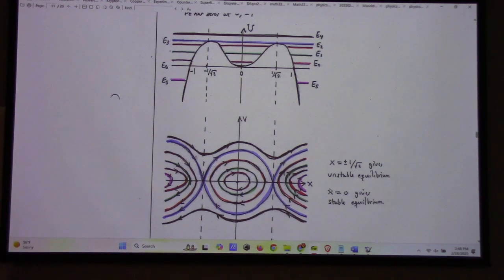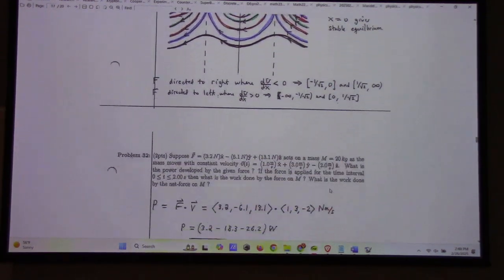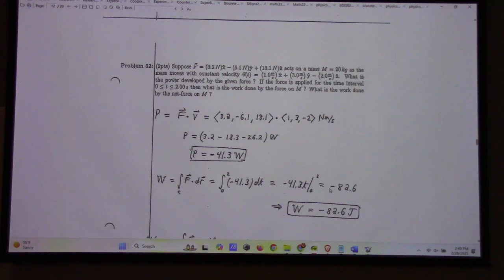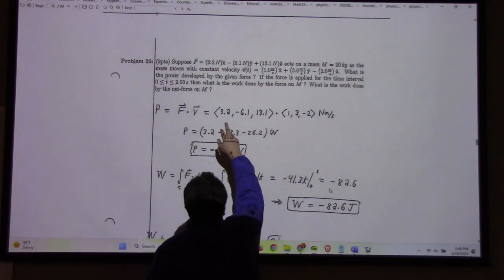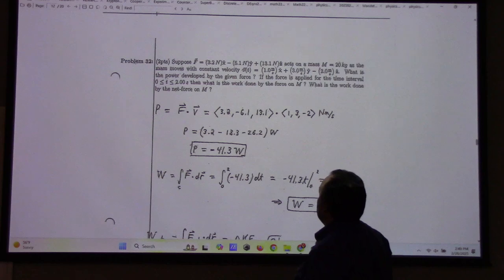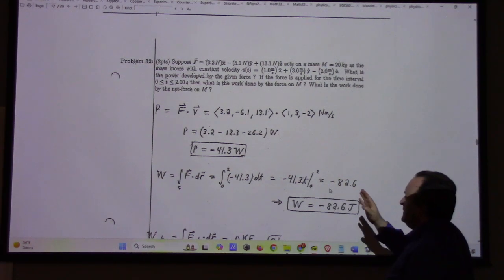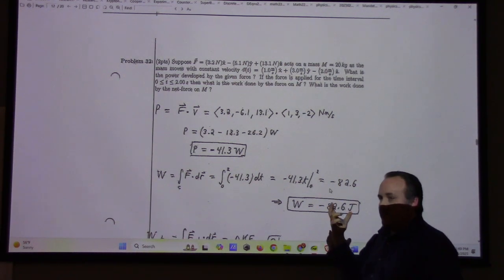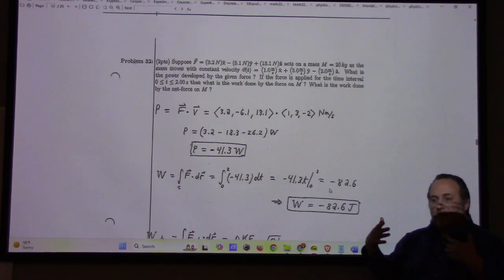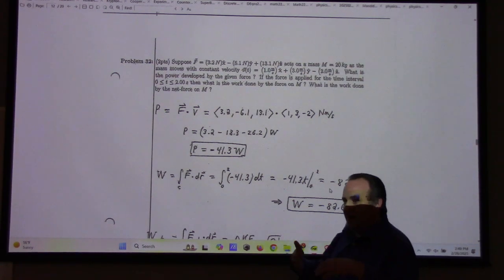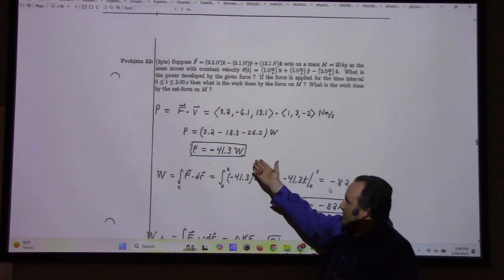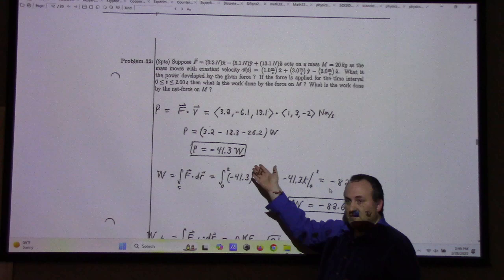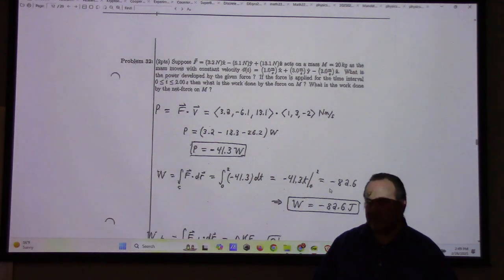Okay, so move on here. Power is force dot velocity, so I got minus 41.3 watts for this lovely force here and that velocity. That means that the velocity and the force are in opposite directions, right? They're not directly opposite, but they're more opposite than they are parallel, right? If the power is negative, then that force is slowing down the motion. It's trying to slow down the motion.